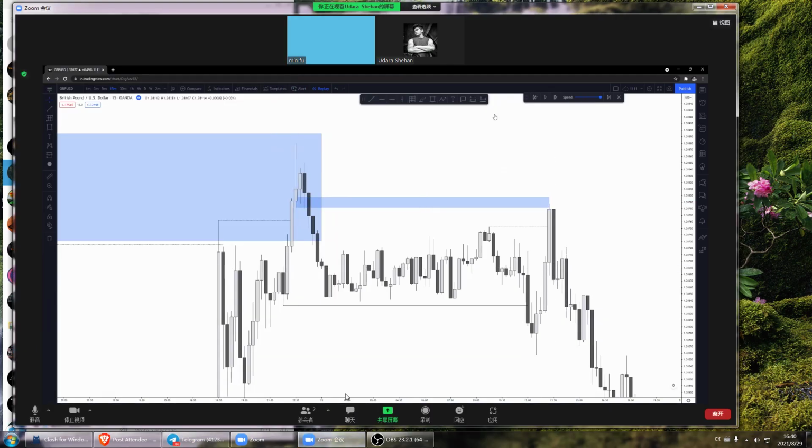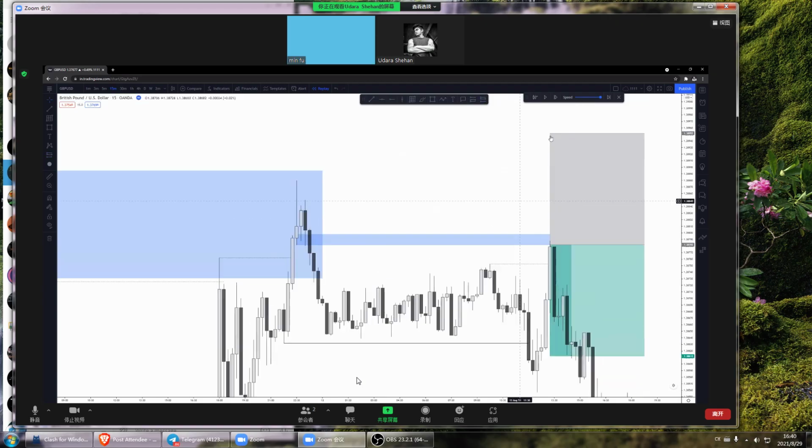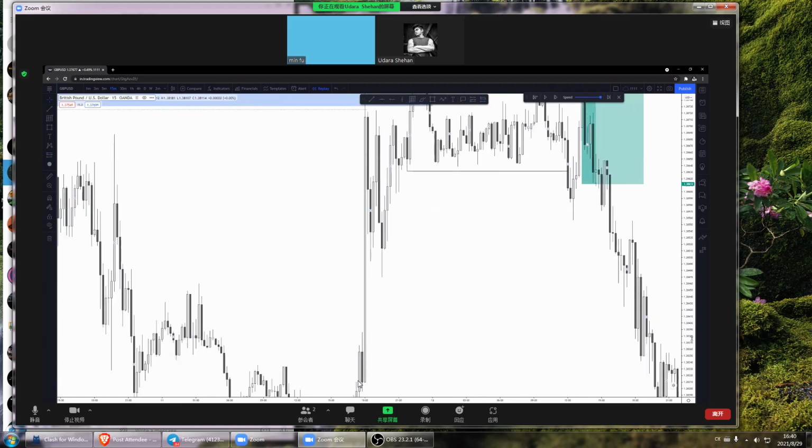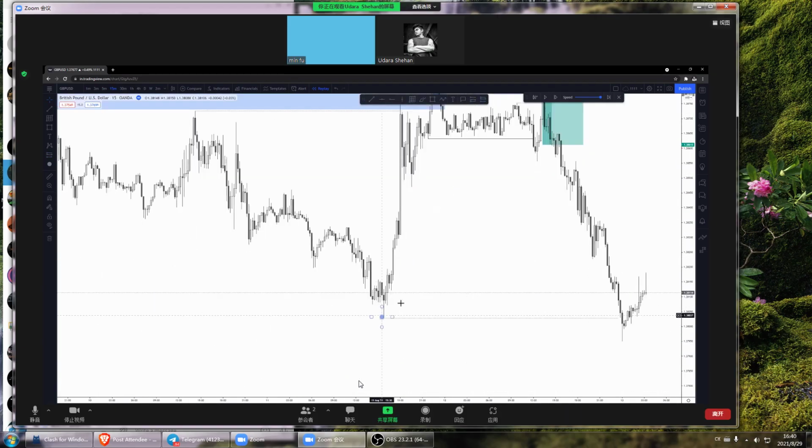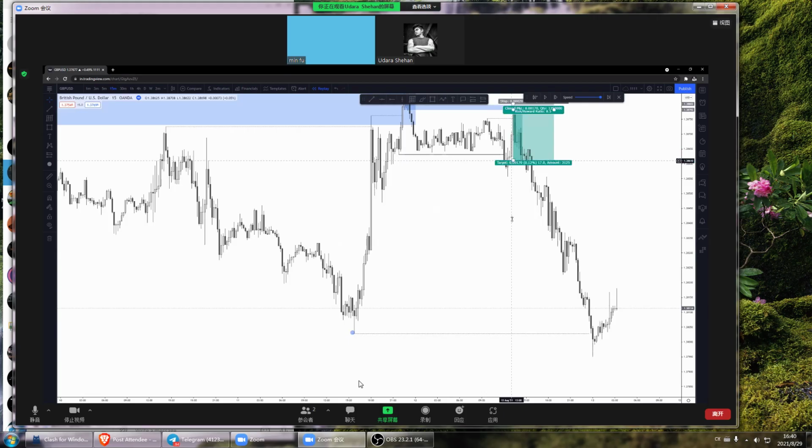Then this is where I'm selling. Sell right here, with a 2 pip stop loss above this high. And where am I targeting? The low of the range. Very simple. See that? The low of the range, 75 pips. Easy.